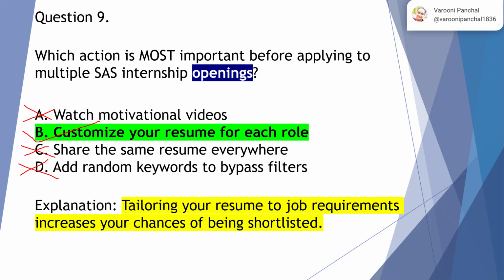Say for example, you are just coming out of college and you are trying to apply for multiple roles. Like say you have an opening for SAS programmer, then you have an opening for data analyst, then you have an opening for statistician, or various other roles in the pharmaceutical industry. So you have to customize your resume, saying you are applying for this and you have so and so interest. Whatever is the requirement for that specific opening, if you mention that in your resume, there are high chances of getting shortlisted.